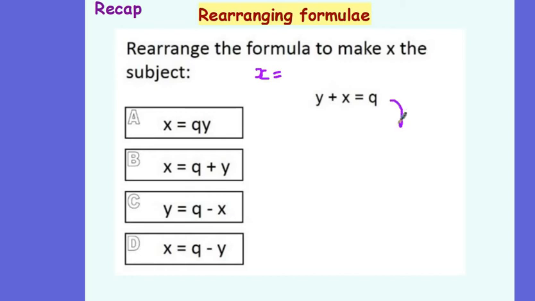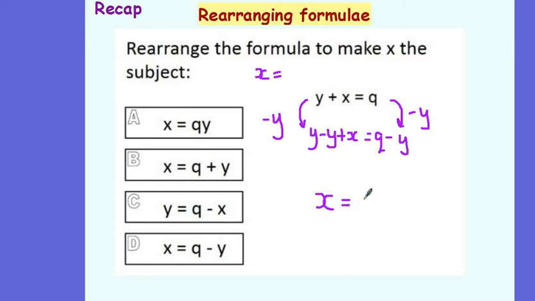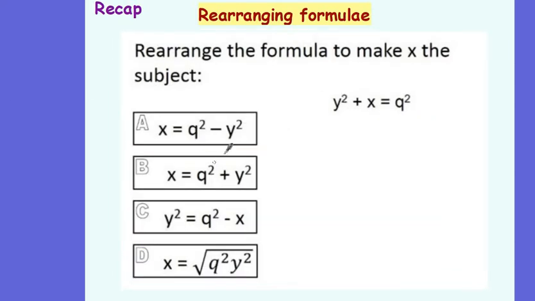Okay, to make x the subject, I need to subtract y from both sides of my equation. So now I've got y, take away y, plus x equals q, take away y. Y take away y goes away, so I get x is equal to q, take away y, and the answer is D.